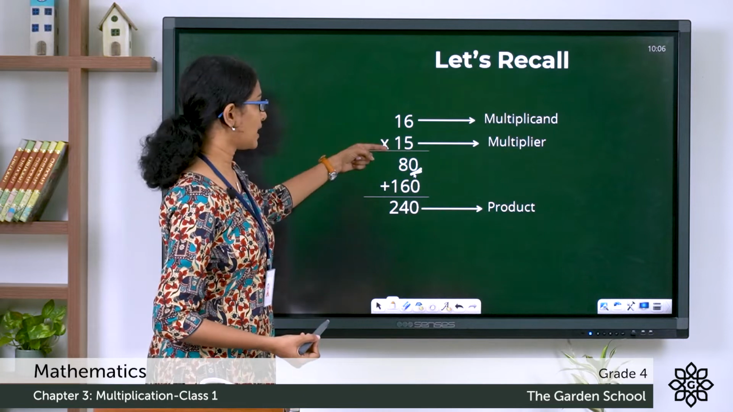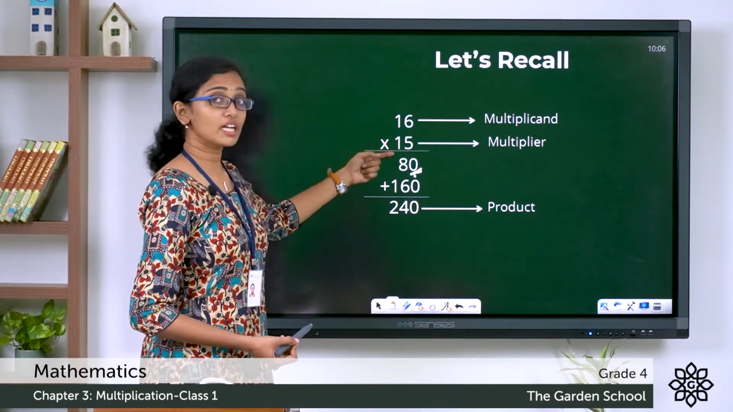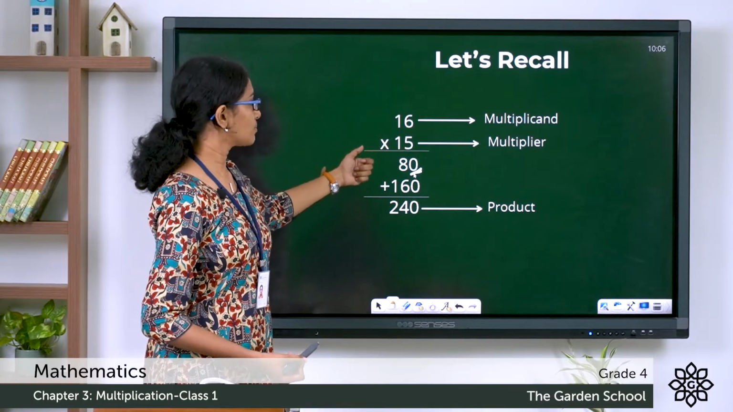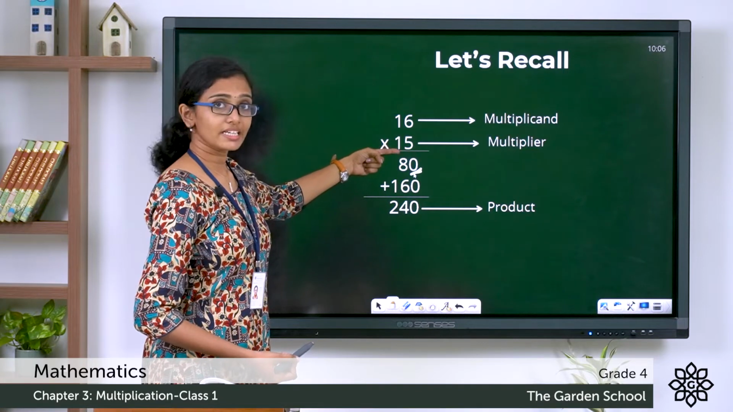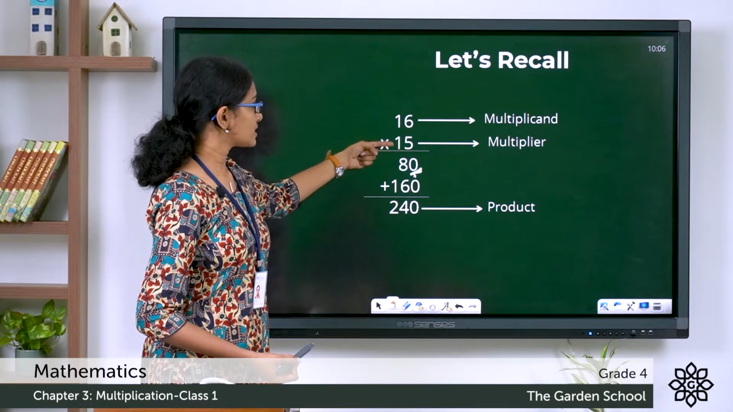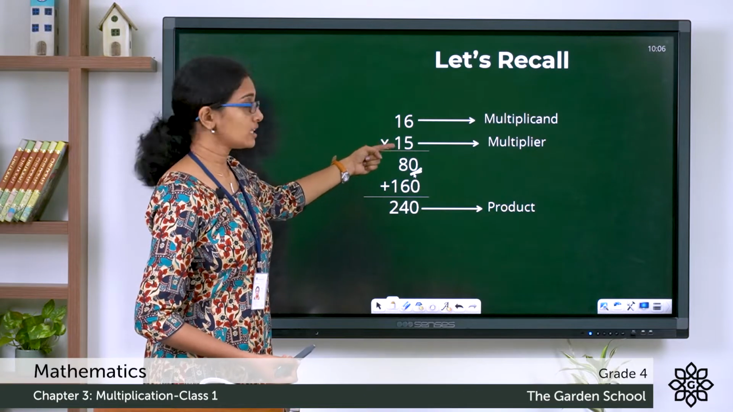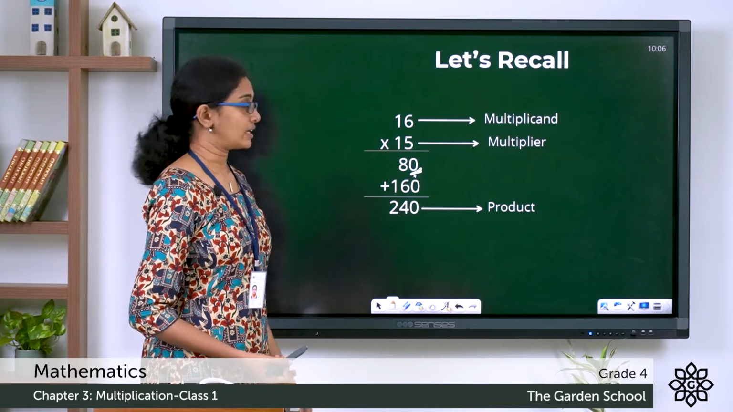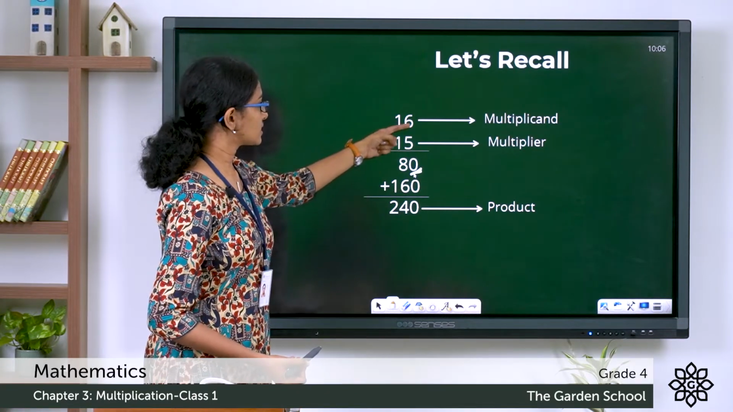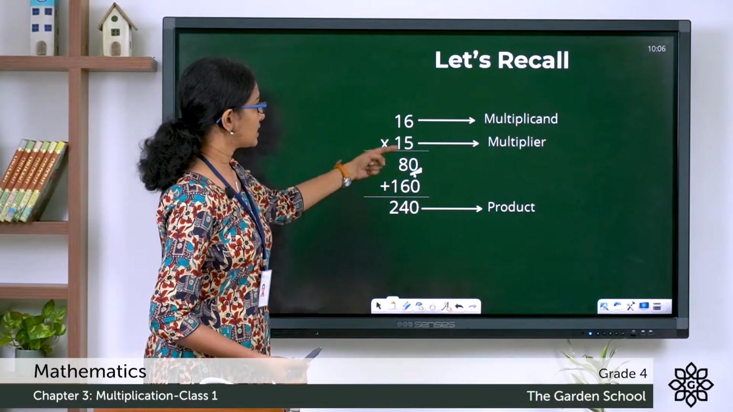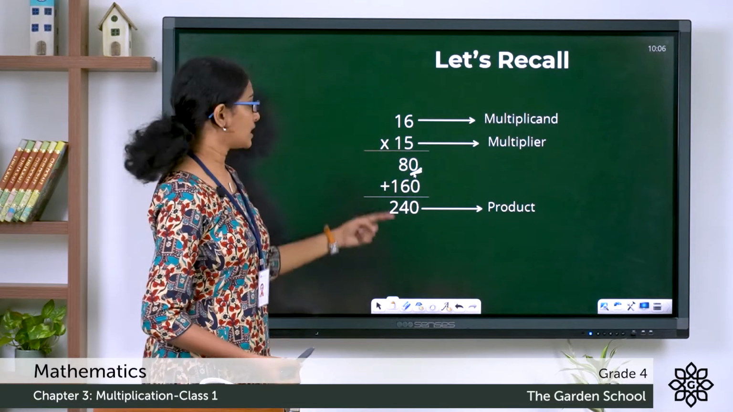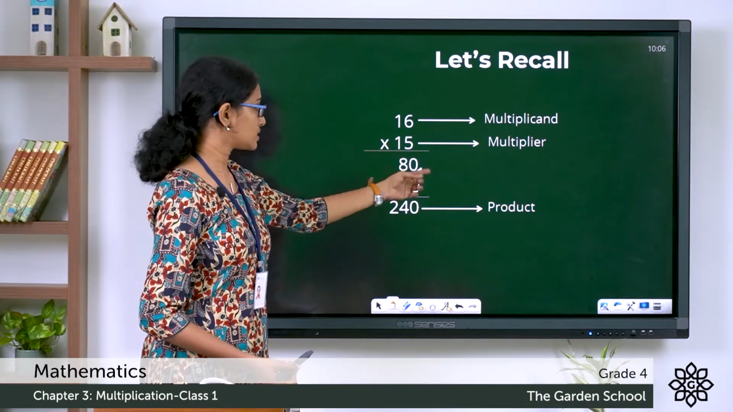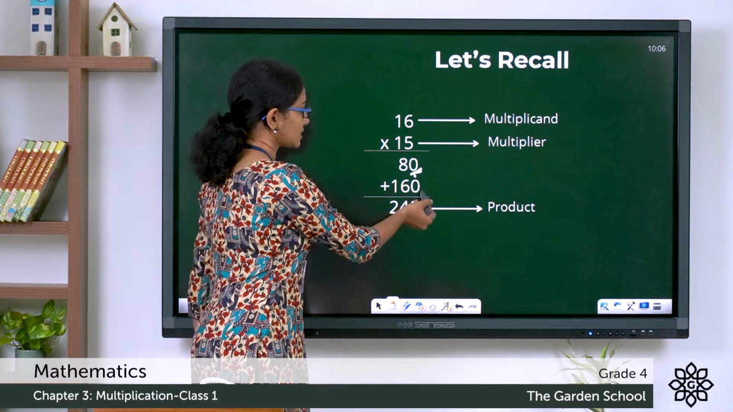Next step is to multiply the place value of the tens digit of the multiplier with each digit of the multiplicand. So here the place value of 1 is 10. So it is 10 into 6 ones and 10 into 1 ten. So here it is 10 into 6, 60 and 10 into 10, 100. So the digits are written in proper places or proper columns like ones, tens, hundreds. And this is the second product.